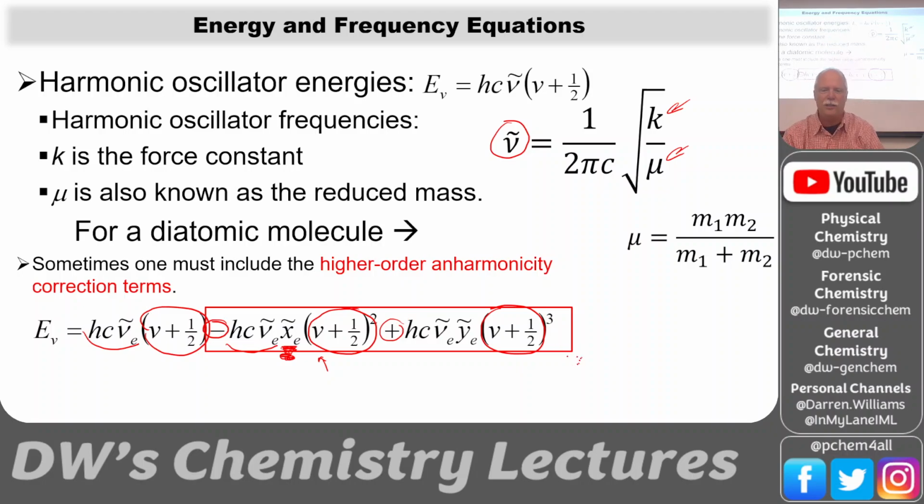This correction piece is ye. We don't have a lot of ye constants for molecules, but for some of the diatomics we have them, so you can find these in the tables. But the prefix piece is always hc nu, and then we have an xe and a ye.